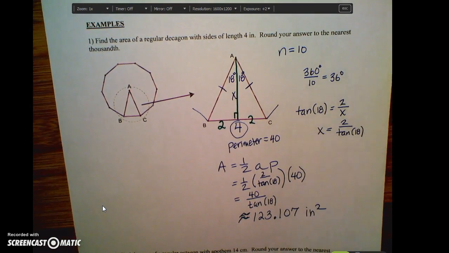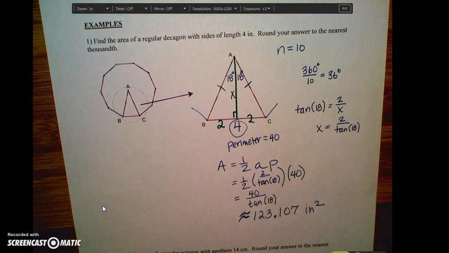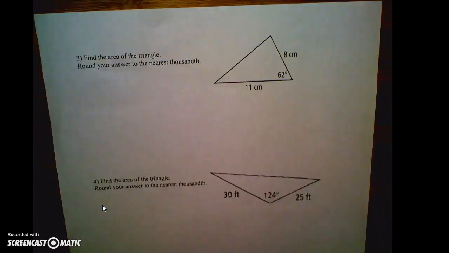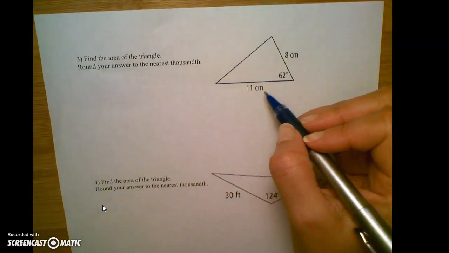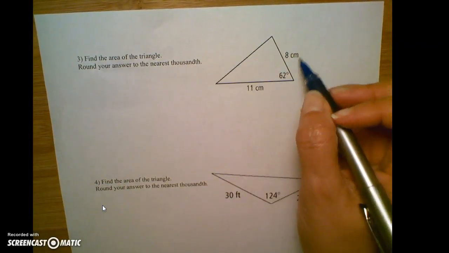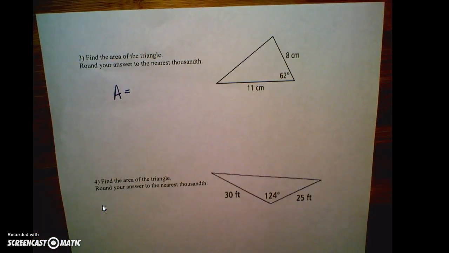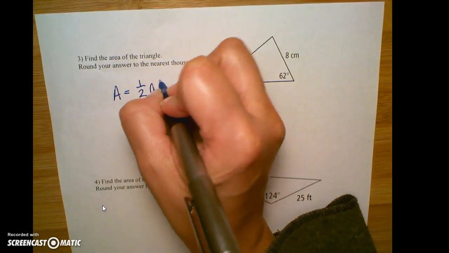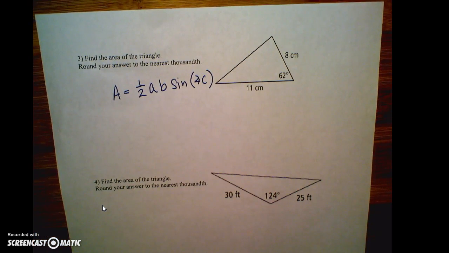Okay, we are going to skip example 2, and we are going to continue on to page 3 and work on example 3. Okay, on example 3, we are asked to find the area of this triangle. Again, notice side angle side has been given. So our formula is, again, using any version you'd like, half AB sine of angle C.